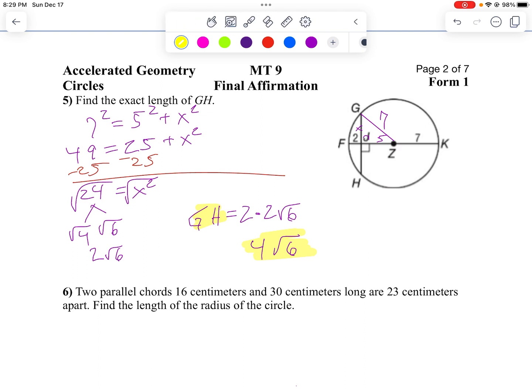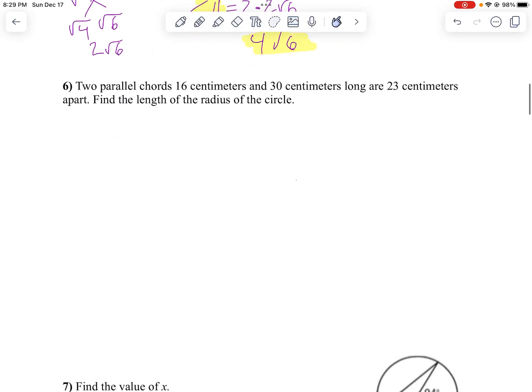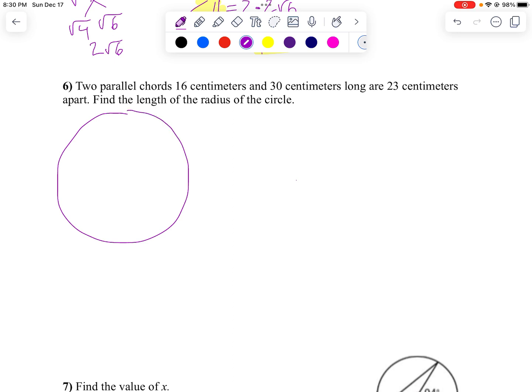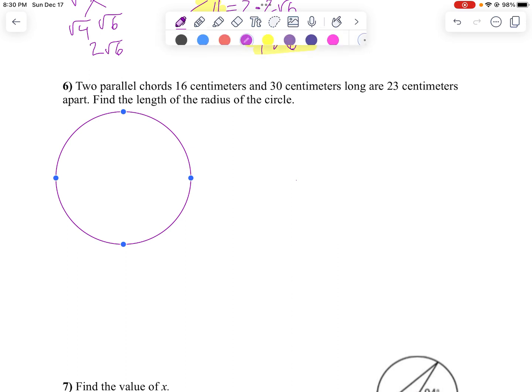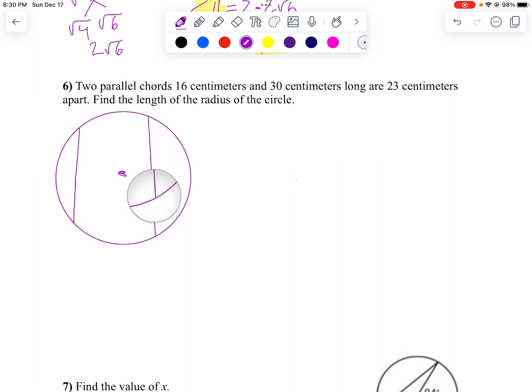On question number 6, let's draw a picture. We've got 2 parallel chords in a circle, and they are each length 16 and 30, so I know the one that's 30 is going to be closer to the center than the one that's 16. Okay, so here is my 16, here's my center, and here's my 30. They're supposed to be parallel. If I didn't draw them parallel, sorry about that. And I know they're 23 centimeters apart.